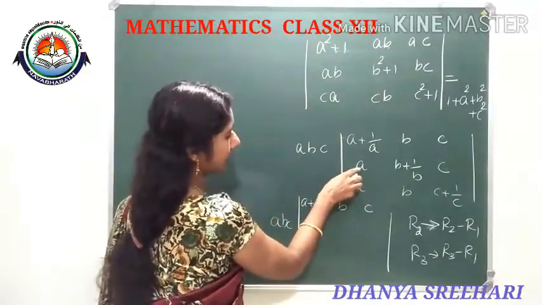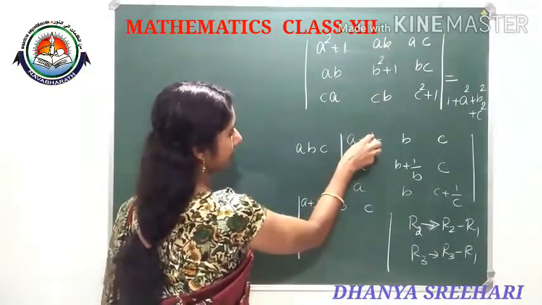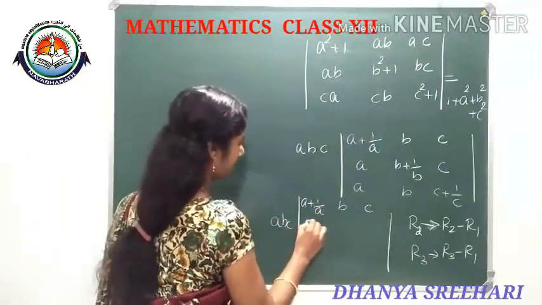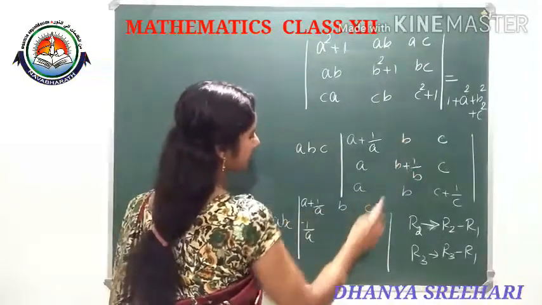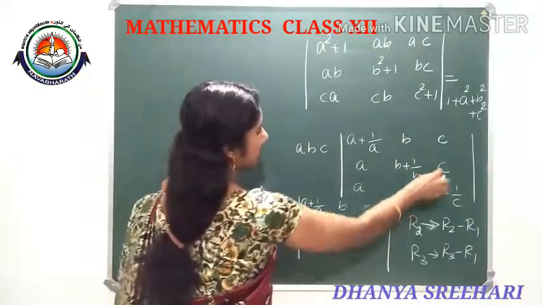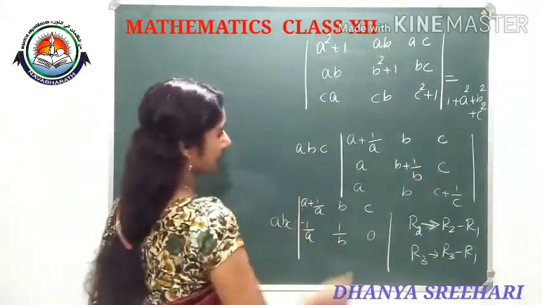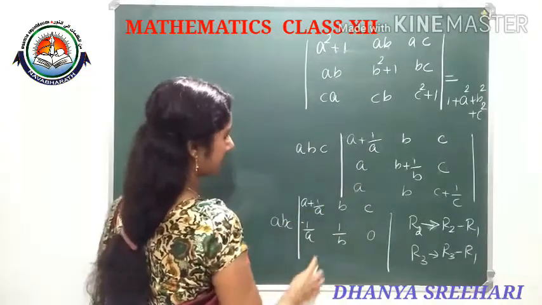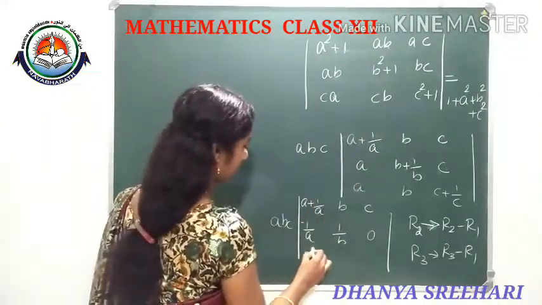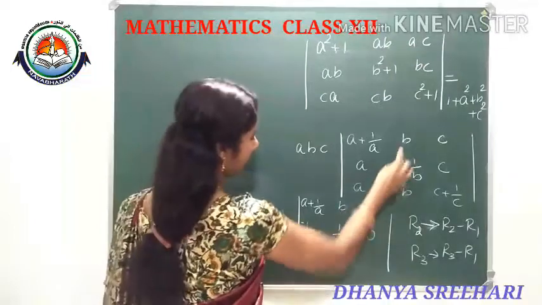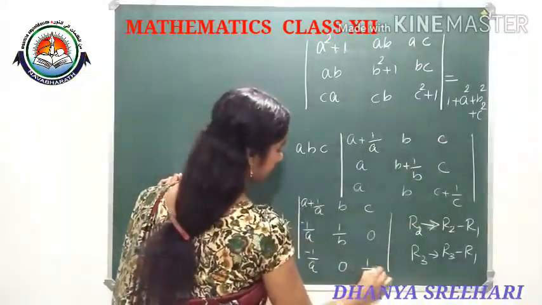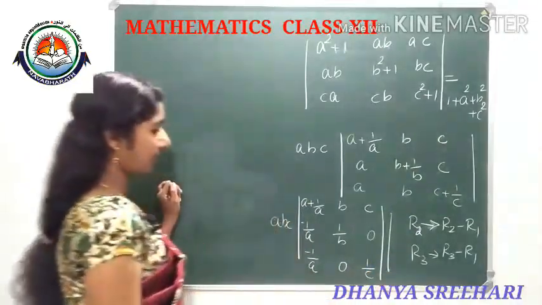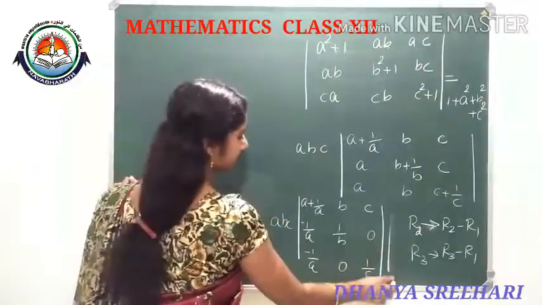R1 no change. A plus 1 by A, B, C. R2 is going to change, A minus A plus 1 by A. So A cancelled, it will come minus 1 by A. B plus 1 by B minus B, it will come 1 by B. C minus C will come 0. And A minus A plus same thing, A minus, this will come minus 1 by A. B minus B is 0. And C plus 1 by C minus C is 1 by C. So we got like this. Okay.